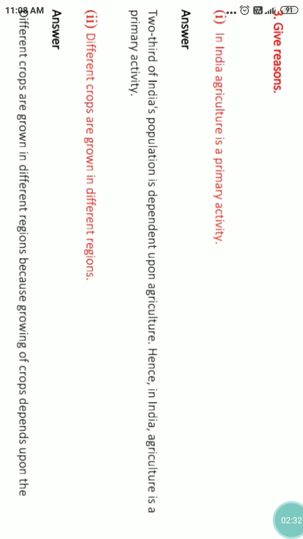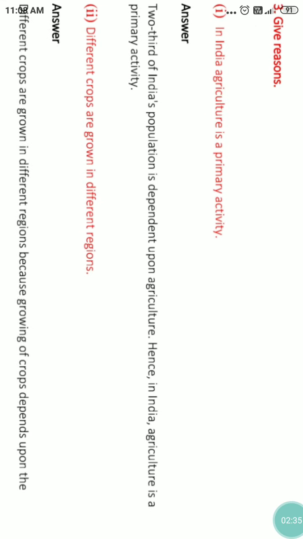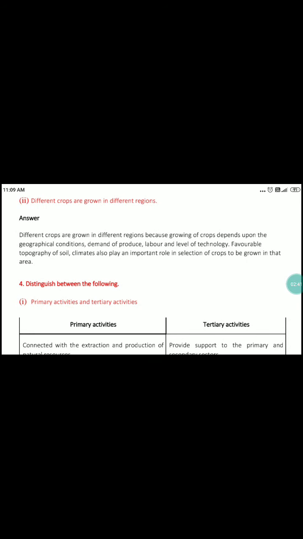We have the next question: different crops are grown in different regions. We discuss this. Different crops are grown in different regions because growing of crops depends on the geographical condition, demand of produce, labor and the level of technology.